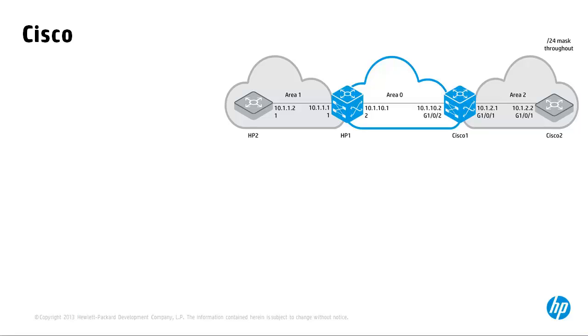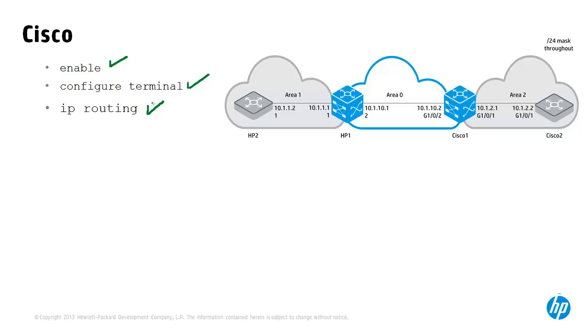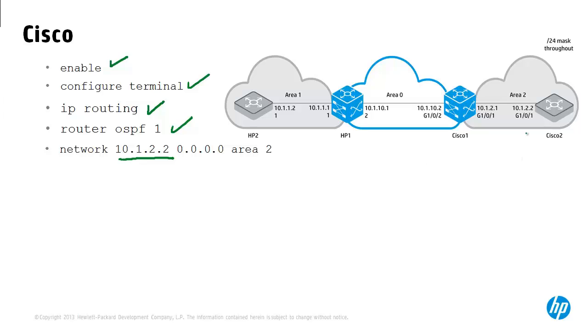To enable OSPF on Cisco 2, you would type enable, conf-t, enable IP routing. On Cisco 1 that's been done already, but you need to configure that on Cisco 2. Enable OSPF with a relevant process ID, once again can be different on different devices. And then enable OSPF on the interface, in this case gigabit 101, by specifying the IP address with an exact match on that IP address, and specifying the area, in this case area 2.